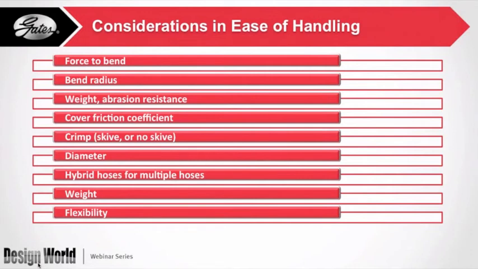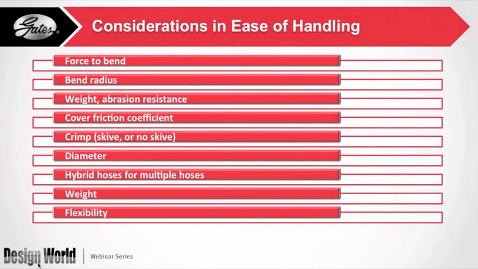A quick word about the hoses that the fittings attach to. Force to bend for ease of handling. Obviously, we like a nice flexible hose that's going to bend into any configuration that we want, simply because it's easier to manhandle around. Something that people don't always consider is that the higher the force to bend, the more side load the coupling has to be able to handle.